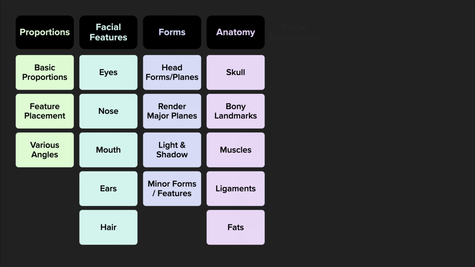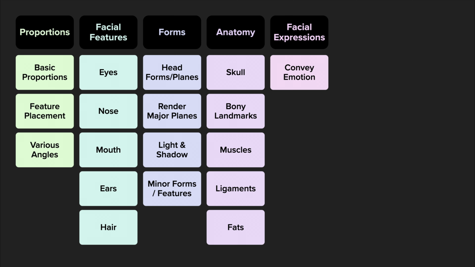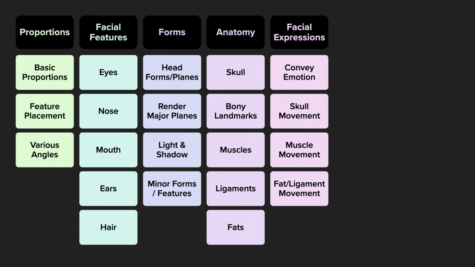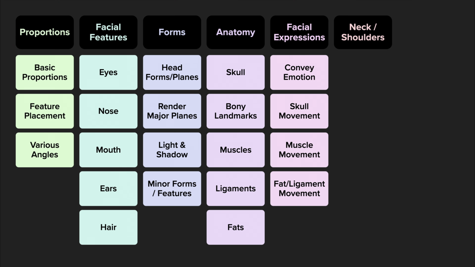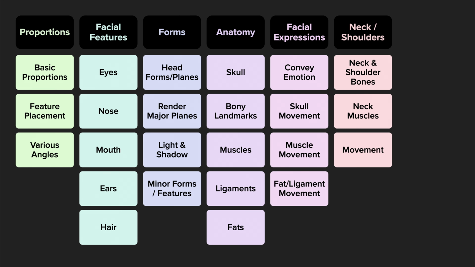And finally, putting a lot of that together to convey emotion through facial expressions, how the skull, muscle, fat, and skin move when we make specific expressions. It would be a bit odd to draw a portrait without a neck, so I want to learn how the head connects to the neck, the bones of the neck and shoulder, and muscles and movement of the neck, front and back and side to side.